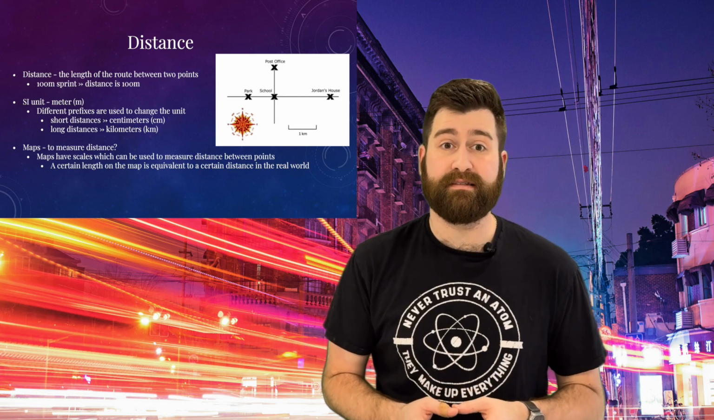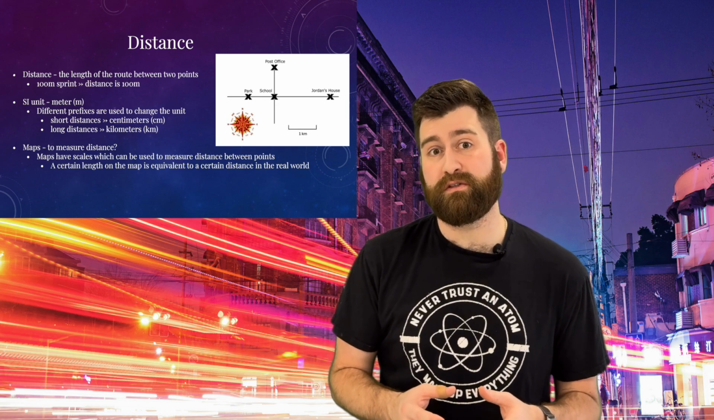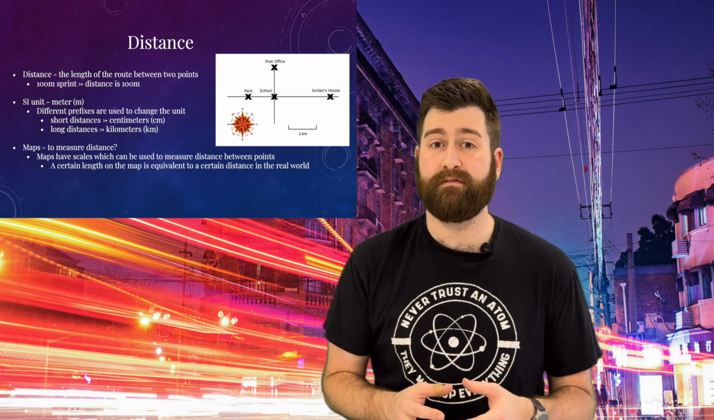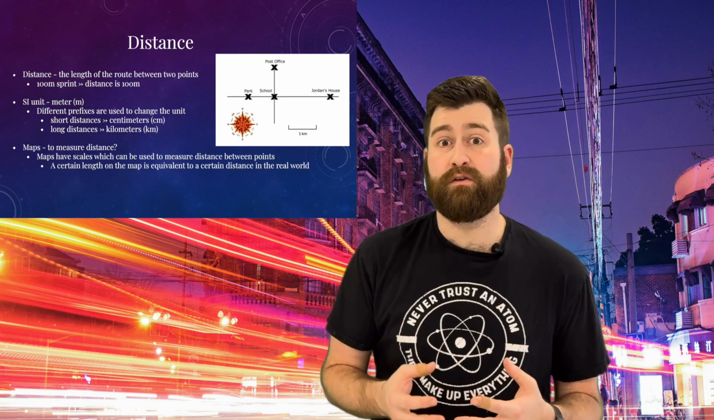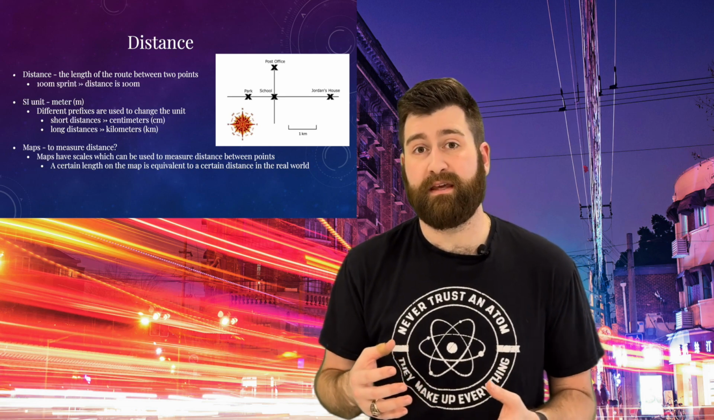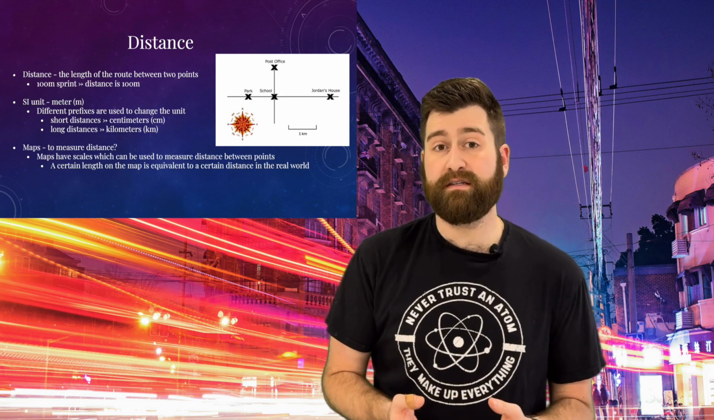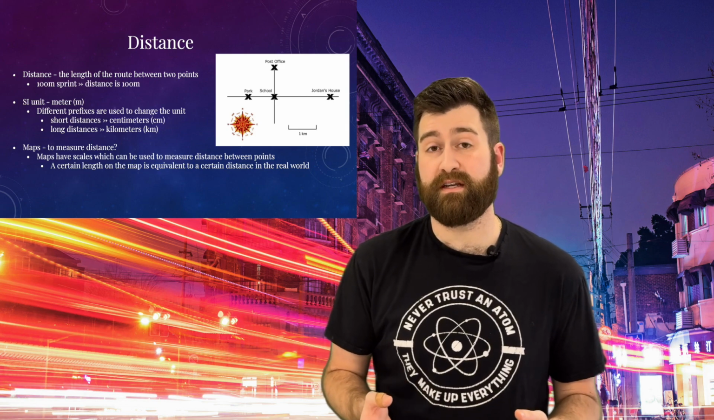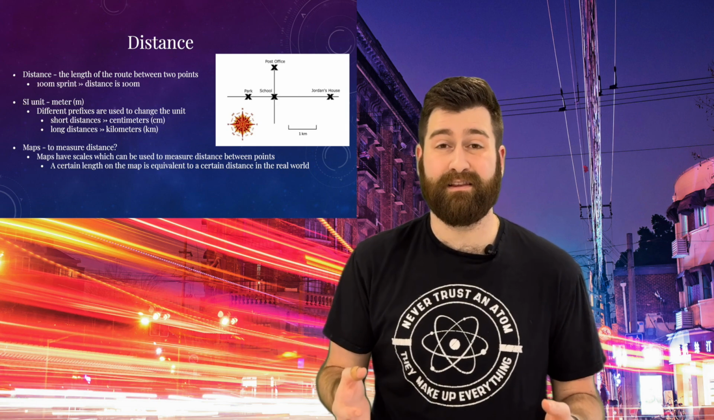Just like with other SI units, though, different prefixes are used to change the unit itself. Short distances use centimeters, which is represented with a lowercase c, lowercase m. Long distances use kilometers, which is represented with a lowercase k, lowercase m.